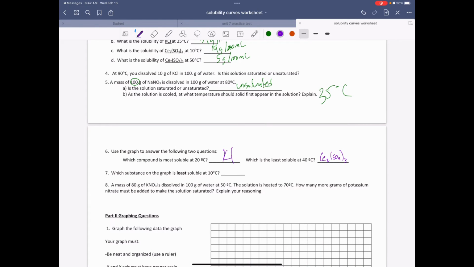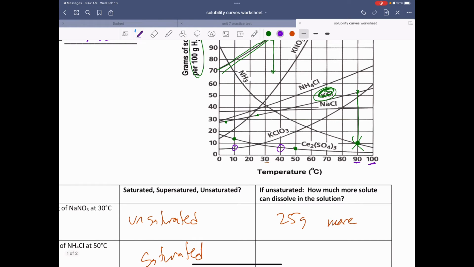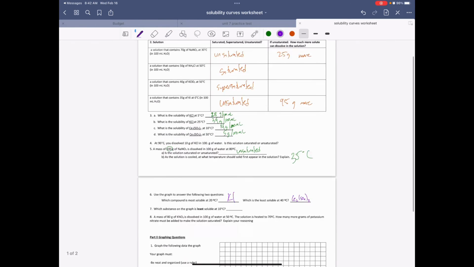Which substance is the least soluble at 10 degrees Celsius? That looks like this one right here. That's going to be KClO3.